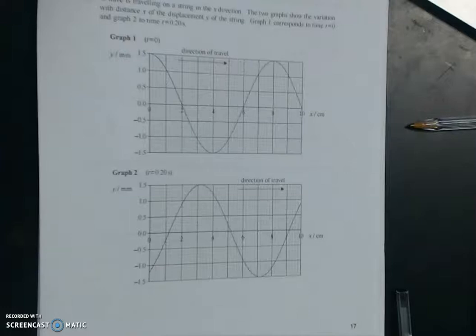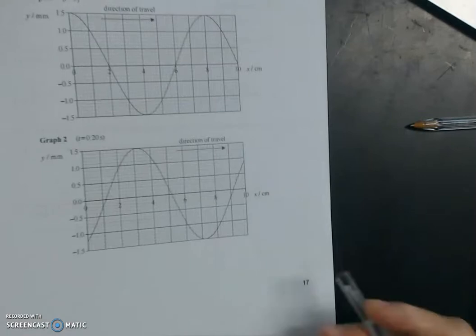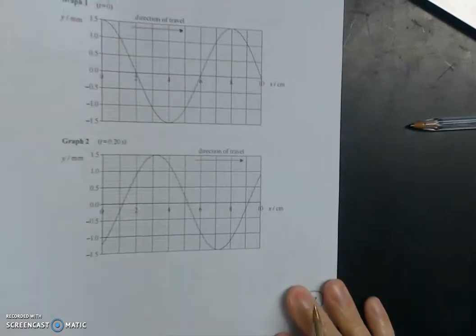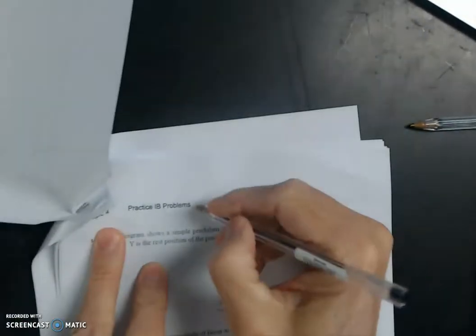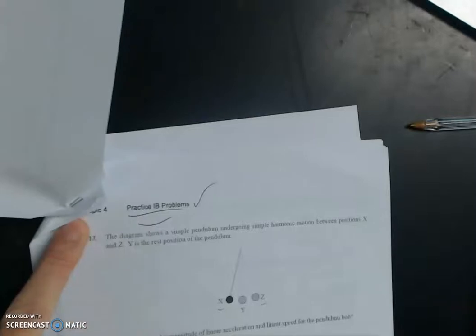Live on a screencast, and we're looking at this question. It's on page 17. We're in the IB review packet for this screencast. For those of you that weren't there, this is a question and answer session that we're doing on Monday, getting ready for the test that's on Wednesday.